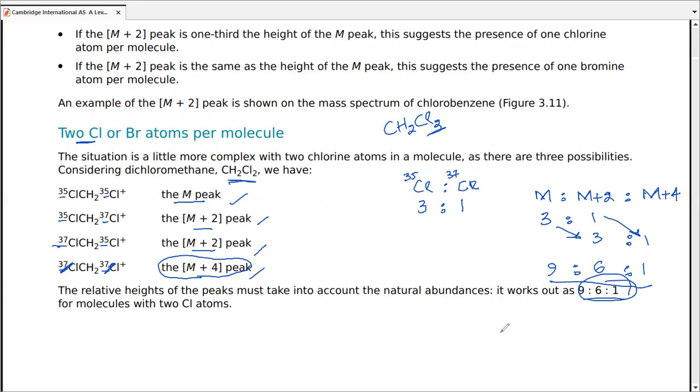So literally, the M peak would be 9 times higher, the M plus 2 peak would be 6 times higher, and the M plus 4 peak would be 1 time higher. It would be literally this high. This is the height of the peak. And as soon as we see peaks like this, we can really identify that the compound might have two Cl atoms. 2Br is something entirely different. Let's work that one out.